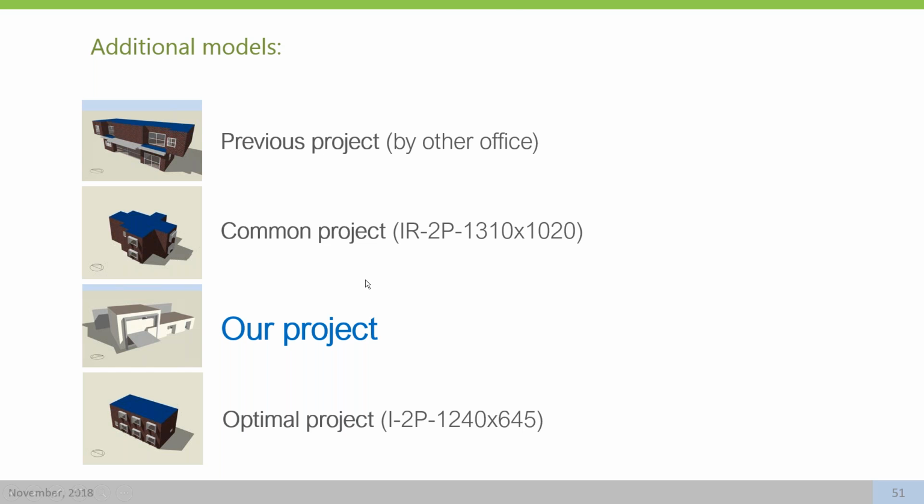Here you can see this is our project, and here you can see the other 3 models. The first one relates to a project previously developed by another architectural office. The second one represents a common project with the kind of architecture commonly seen in this zone. And the third model represents the most optimal possible project according to the results of the optimization analysis.